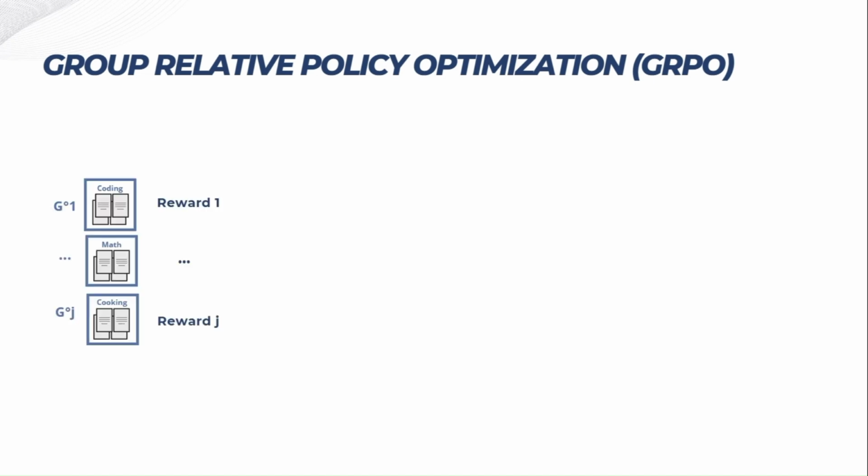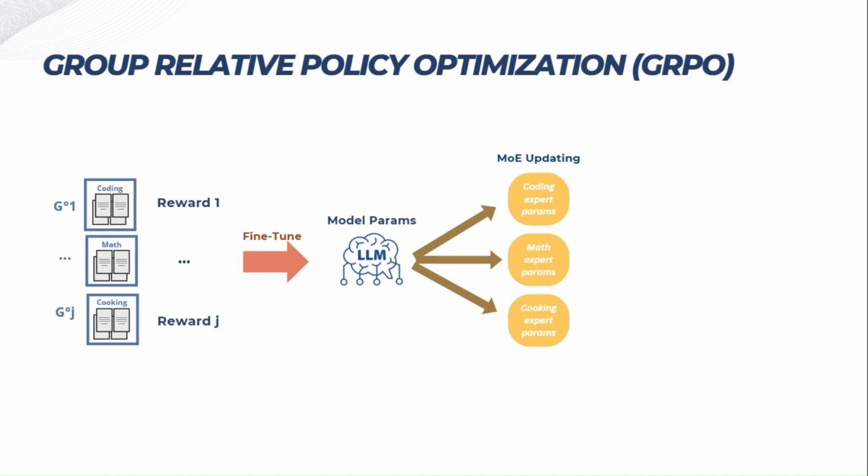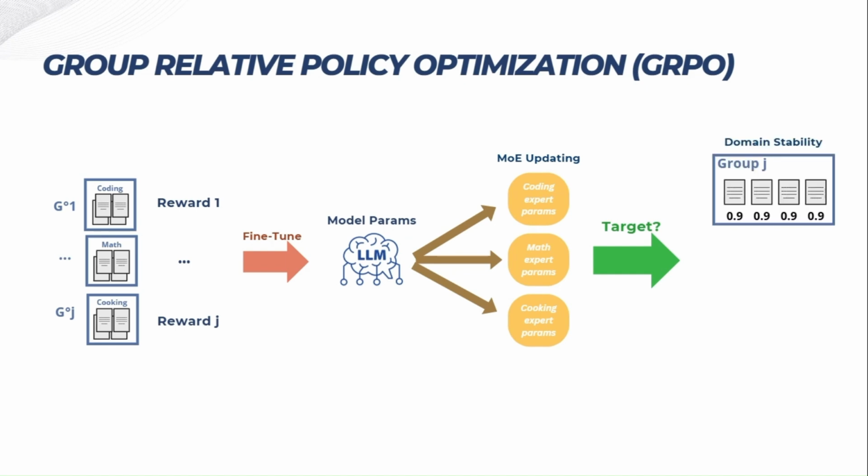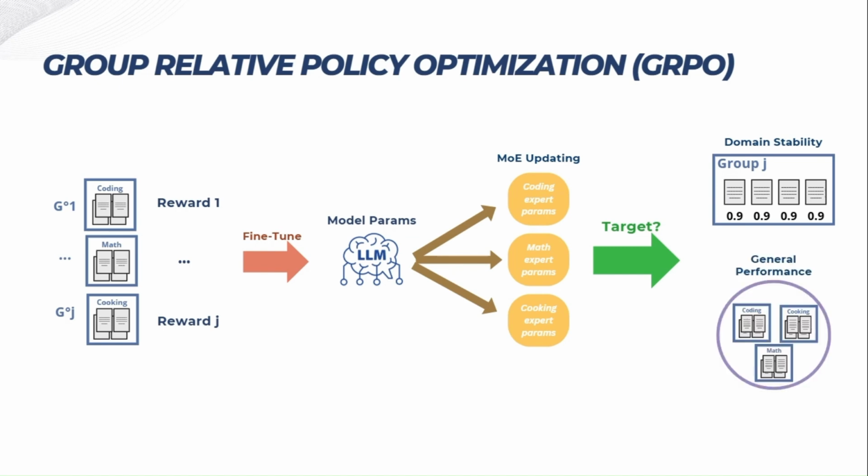So far, we have the answers of the LLM grouped based on similarity and ranked according to their quality. We use them to fine-tune the model by updating the mixture of experts architecture parameters to achieve two main targets. On one side, we need to standardize the output quality within the same group, ensuring domain stability, and on the other side, maximize the average general performance across all groups. Using group relative policy optimization, we ensure that our model captures the text patterns efficiently and is ready to deliver high-quality answers.